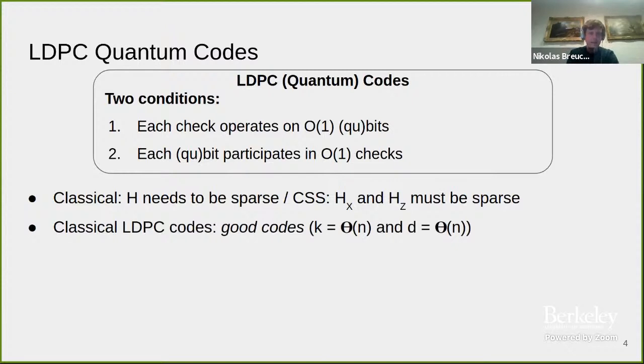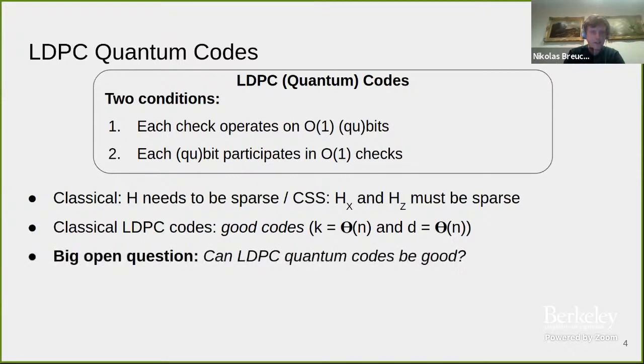It turns out that there are classical LDPC codes which are so-called good codes, and good has a very precise definition here. Good means that the number of encoded bits scales linearly with n, so the total number of bits, and the distance scales linearly in n. So this is like the best asymptotic scaling you can hope for. And these codes are actually quite easy to get. So even if you just take a random parity check matrix which is sparse, with high probability, you will have a good code on your hands. And a big open question is, can LDPC quantum codes be good?